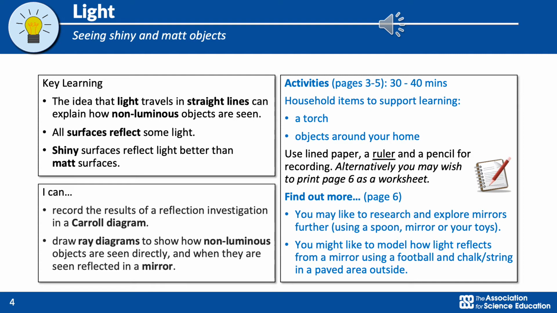There are a few things that you might do to explore further. So you might like to research and explore mirrors. You could use a spoon, a mirror, or any toys with a reflective surface. And you might like to model how light reflects from a mirror using a football and chalk string in a paved area outside. So it's just how you could make a bigger light diagram using objects like a football, a mirror, and the chalk string in a paved area outside your house. If you don't have those, please don't worry.